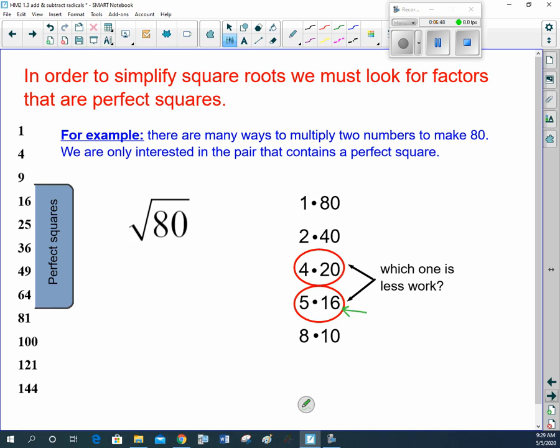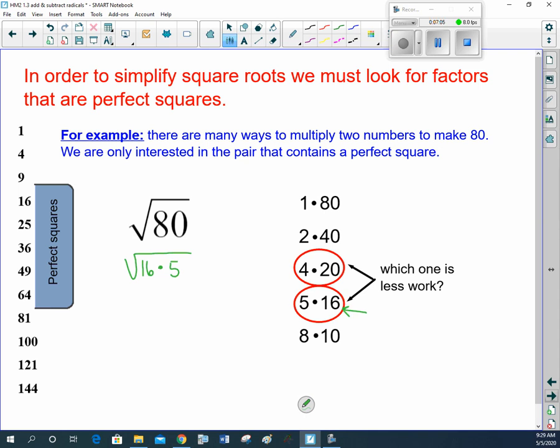So what you do is you take your radical symbol, and instead of writing 80, write the factor pairs that it multiplies to be. So I'm going to actually do the 16 first times 5. Okay, so 16 times 5. You could do 5 times 16 instead. I'm going to do 16 times 5.